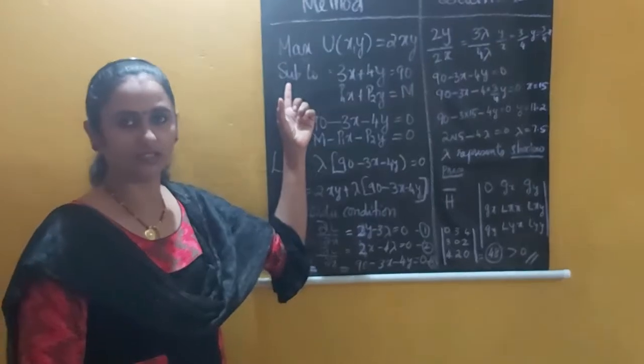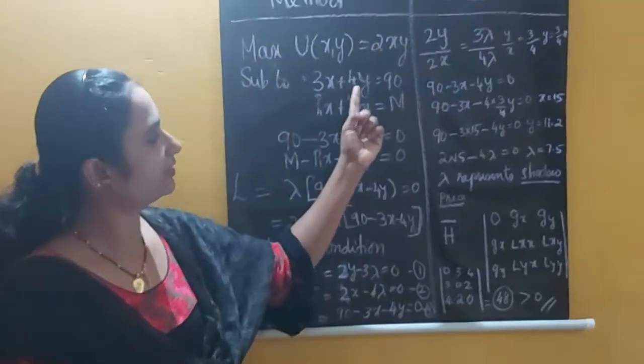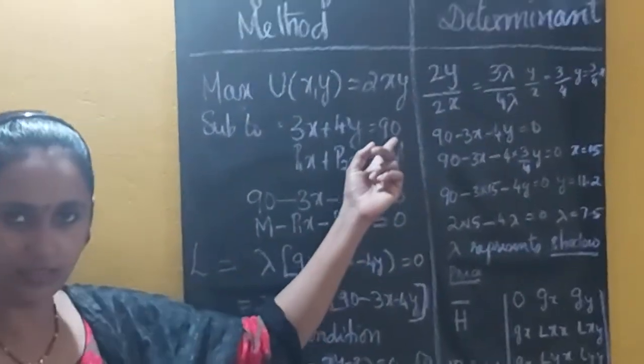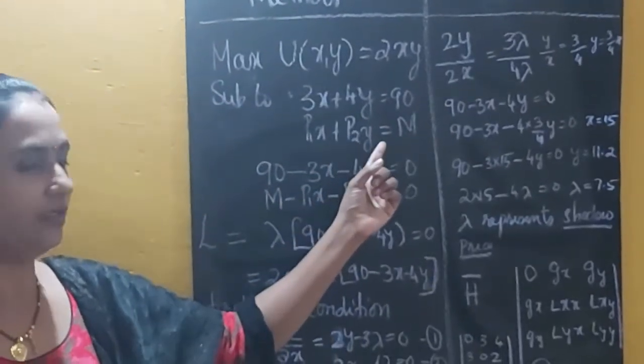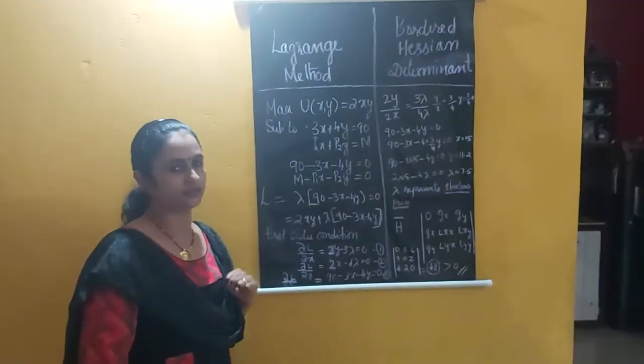And the constraint is 3x plus 4y equal to 90. That is p1x plus p2y equal to m. Two constraints are there.